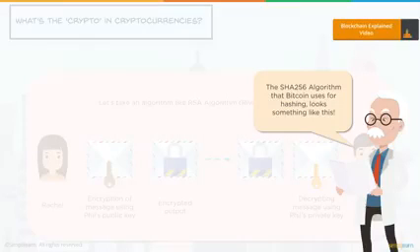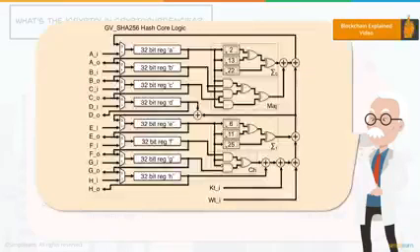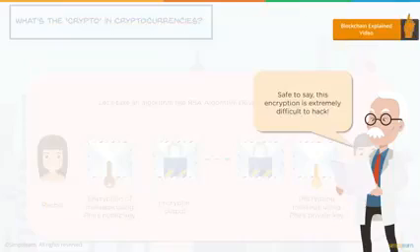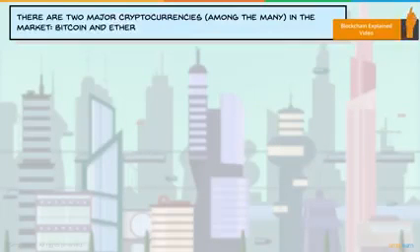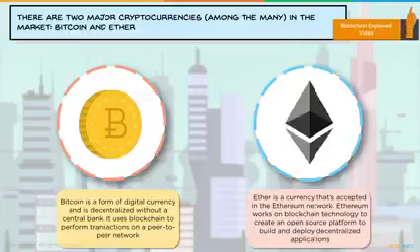Now the SHA-256 algorithm, like I told you earlier, looks something like this. Seeing how complicated it looks, I'm sure it's safe to say that the encryption is very difficult to hack. Today we'll be focusing on two major cryptocurrencies, Bitcoin and Ether. Bitcoin is a digital currency that is decentralized and works on blockchain technology. It uses a peer-to-peer network to perform transactions.